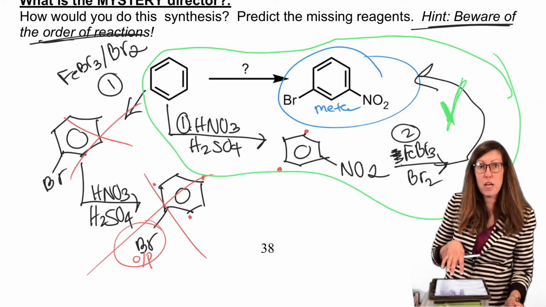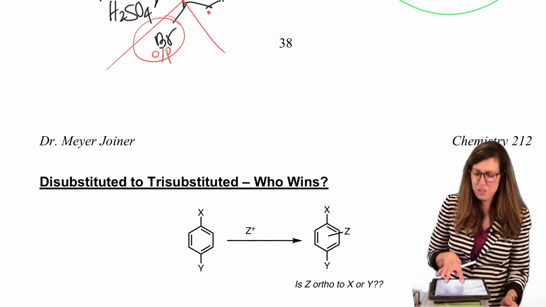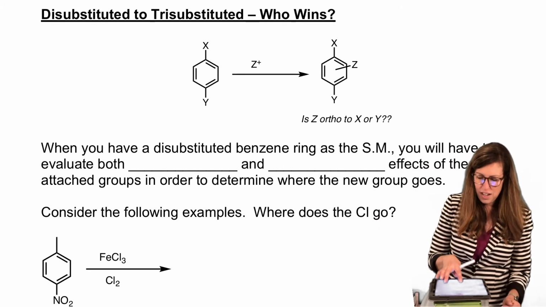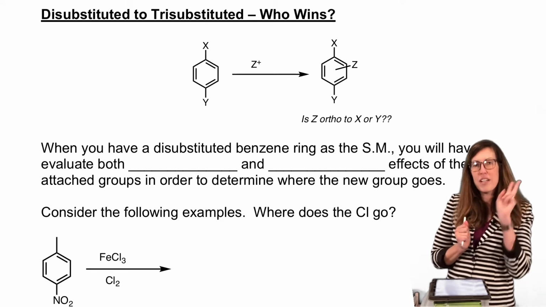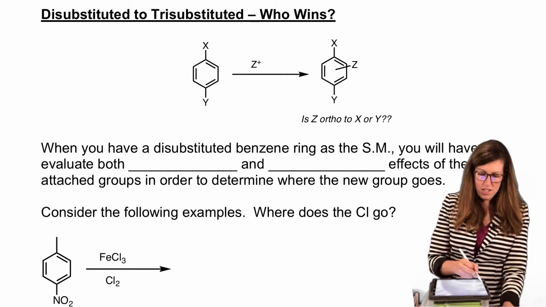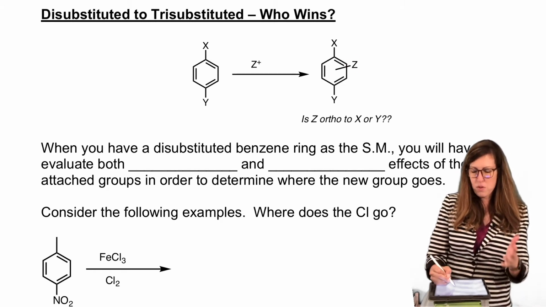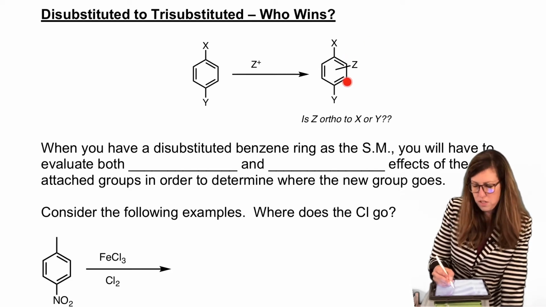Are you ready to level up? I think so. This is where it really gets fun. It becomes almost like a little strategy puzzle. We are going to find out what happens when we start with 2 things on the ring. Where do we put the third? So when we have that coming out the middle, remember, we don't know if that's ortho, meta, para. Okay, so it has a choice of being ortho to X or Y.